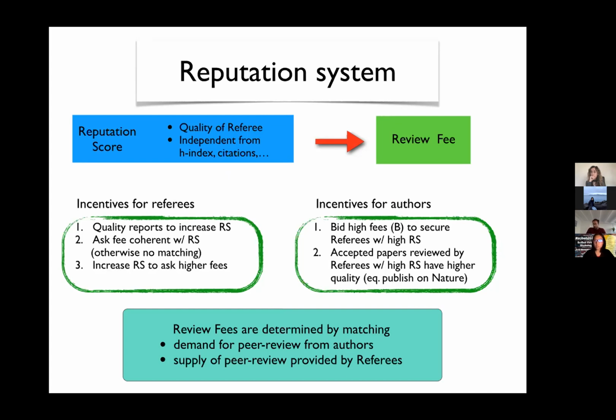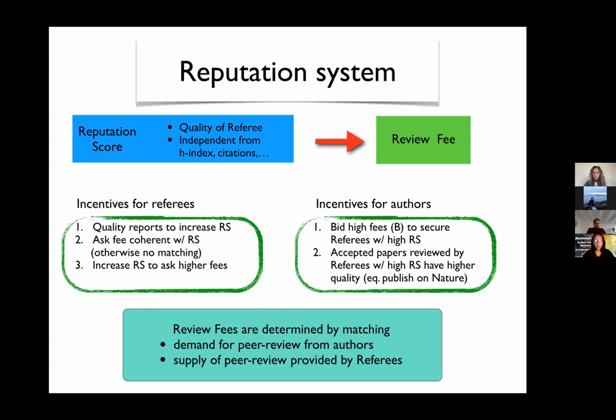Then as an author, I have incentives to bid high fees to secure referees with high reputation score, right? Because if my paper is accepted and it's reviewed by referees with high reputation score, that means that my paper is a high quality paper, equivalent to publishing a paper in Nature. Of course, bidding a high fee doesn't ensure that your paper is accepted. That has only to do with which referees will be selected to do the peer review process.